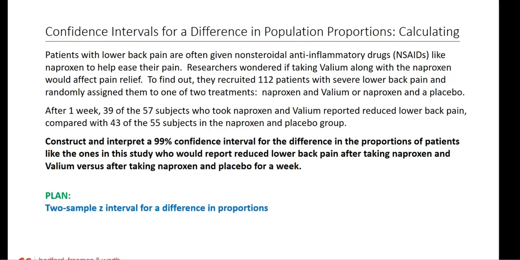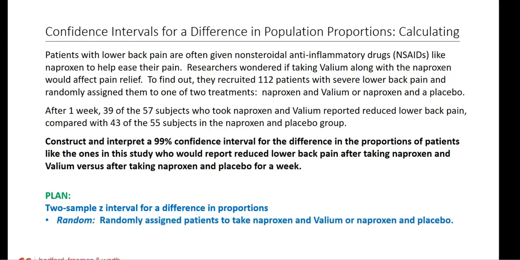So this is a 2-sample Z interval for a difference in proportions, or a 2-prop Z interval if you want to shorten that. Randomly assigned patients take naproxen Valium or the other one. It does probably say that, I think. I don't see where it says random, but maybe I'm missing it. They recruited 112 patients. Okay, and randomly assign them to 1 of 2 treatments.